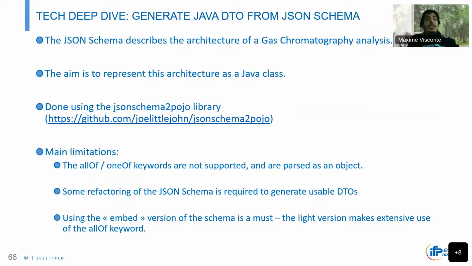We've done this using the JSON schema to Pojo library. I put the link. It's basically the mainstream Java library to do this. One of the main limitations is that the allOf and oneOf keywords are not supported by this library or are defaulted to an object, which kind of ruins the purpose of strongly typing things.